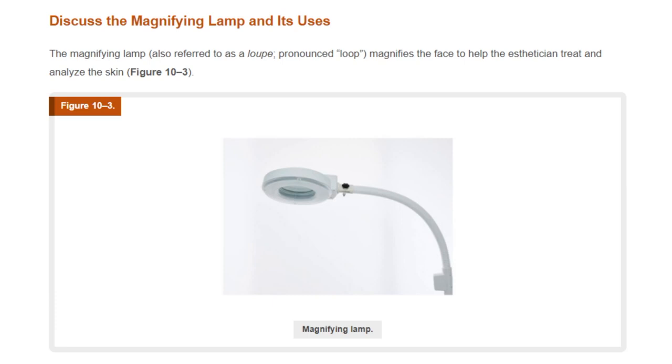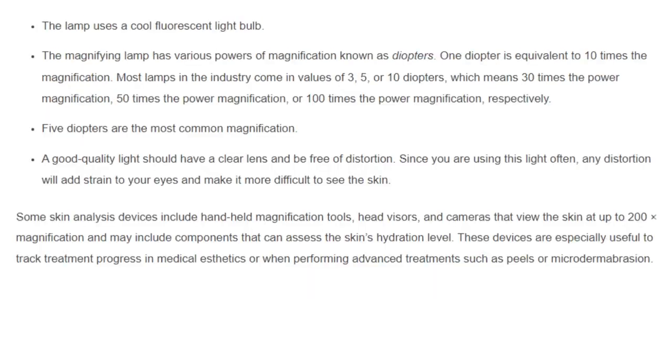The magnifying lamp, also referred to as a loupe, pronounced loupe, magnifies the face to help the esthetician treat and analyze the skin. Figure 10.3. Magnifying lamp. The lamp uses a cool fluorescent light bulb. The magnifying lamp has various powers of magnification known as diopters. 1 diopter is equivalent to 10 times the magnification.